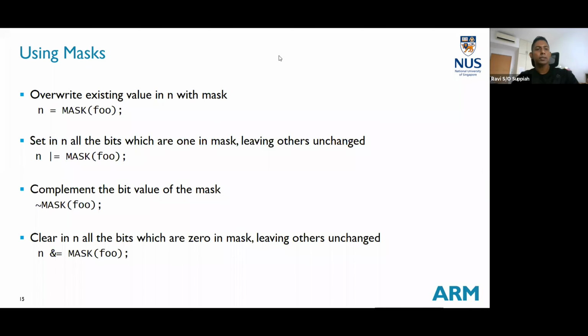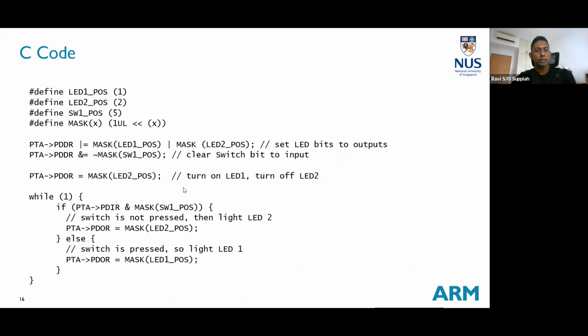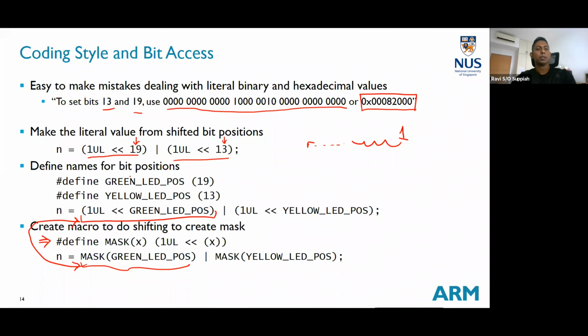ULs, you will see this quite often in all your code. UL is just to specify it is unsigned long. It is just an additional term you can put together with your number, but it makes no difference with or without UL. So you don't need to worry about the UL. Even if we just write it as 1 shift left 13, it is still fine.